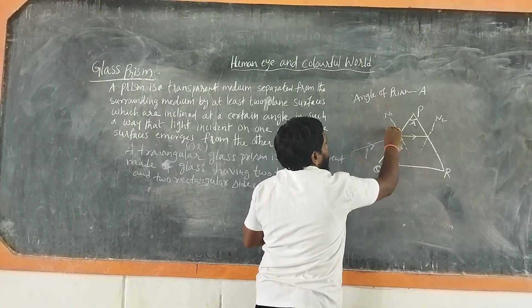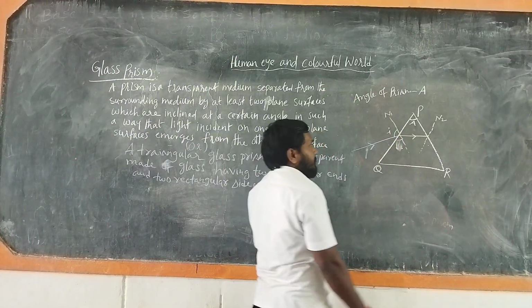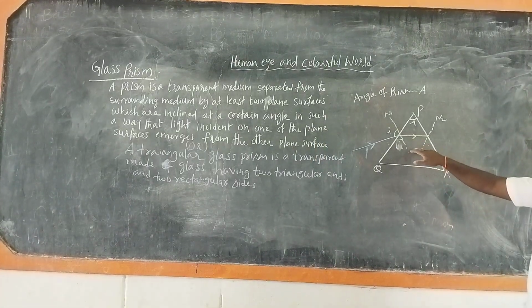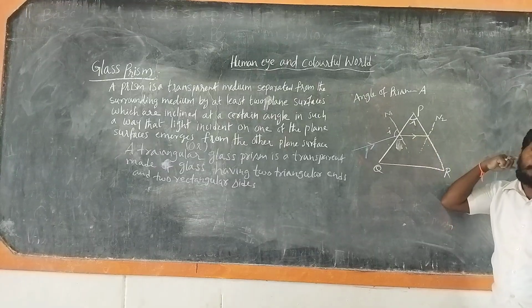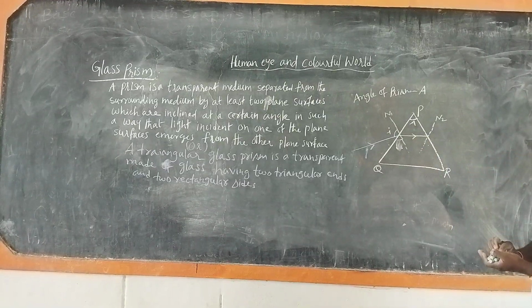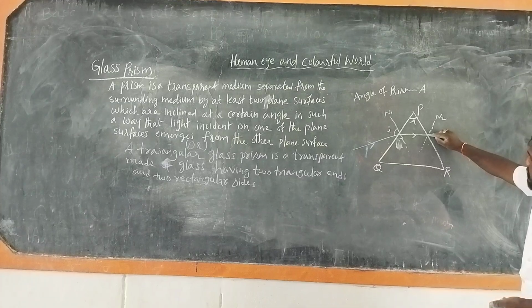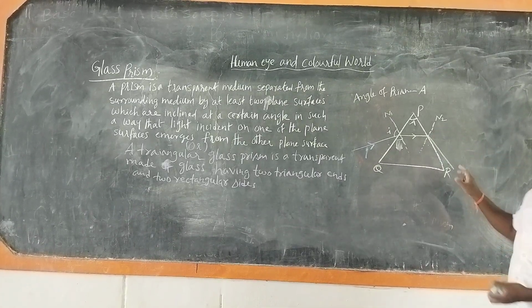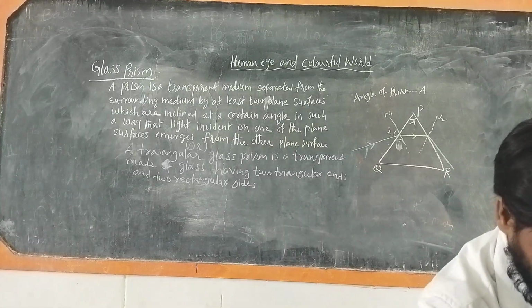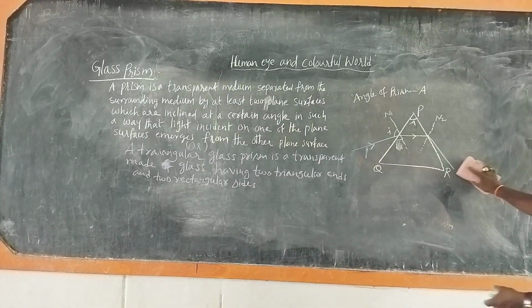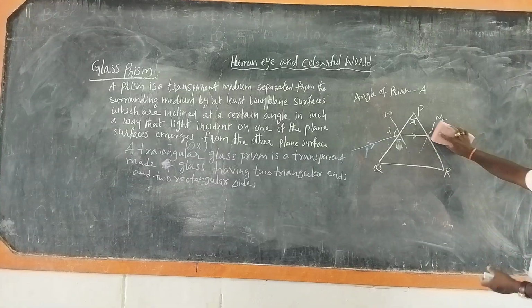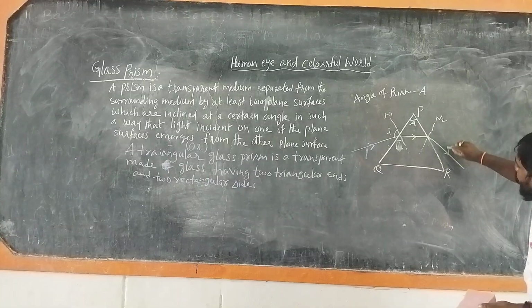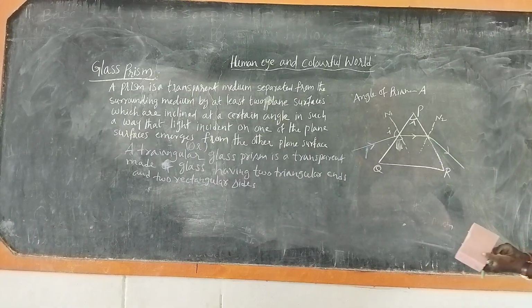Angle of incidence. As I will discuss, we have a transparent medium with two opposite surfaces. Then the light bends like this. The light ray which comes out from the glass prism is known as the emerging light.